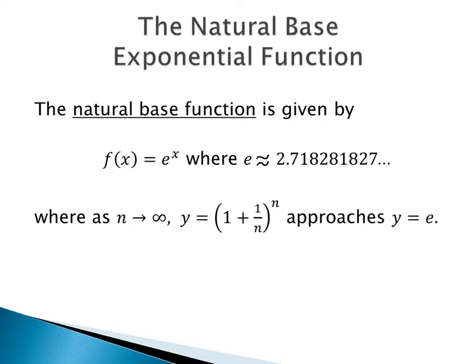Along with our general exponential function, Professor Messenger also mentioned the natural base exponential function, which is given by f of x equals e to the x, where e is a constant, which is approximated by 2.718281827, and actually that goes on forever. It's irrational. And where that comes from is as n goes to infinity, or n gets really big, y equals 1 plus 1 over n raised to the n approaches y equals that constant e. And we're going to be seeing that in a different form when you get to the compound interest formulas.